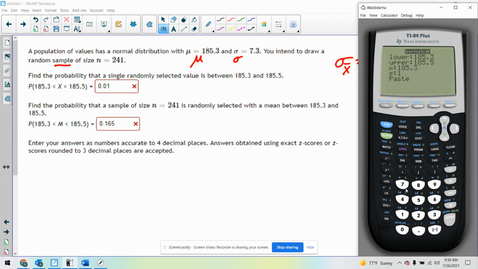Sigma is going to be 7.3 divided by the square root of n, 241. You can plug it in just like that. We'll hit paste. And we get 0.1647.